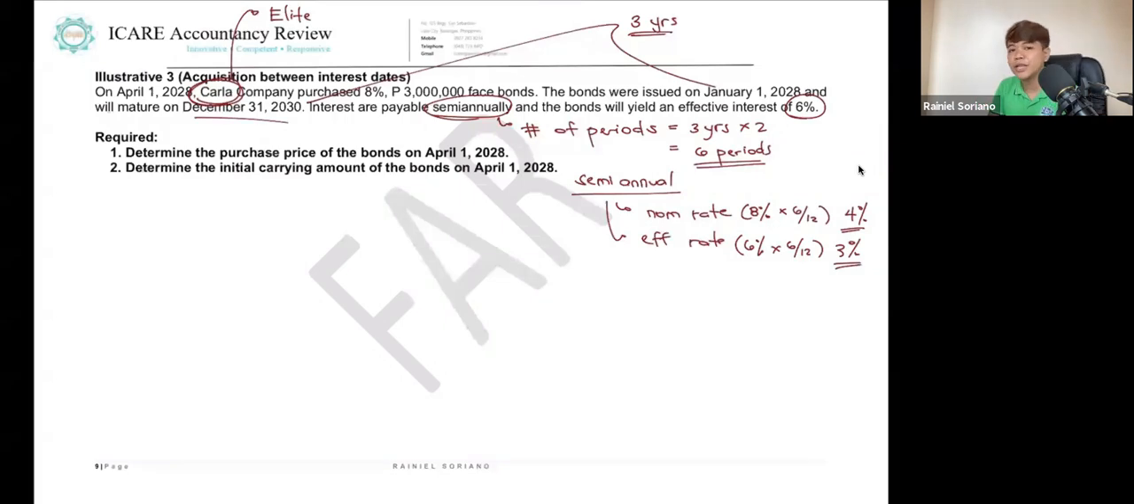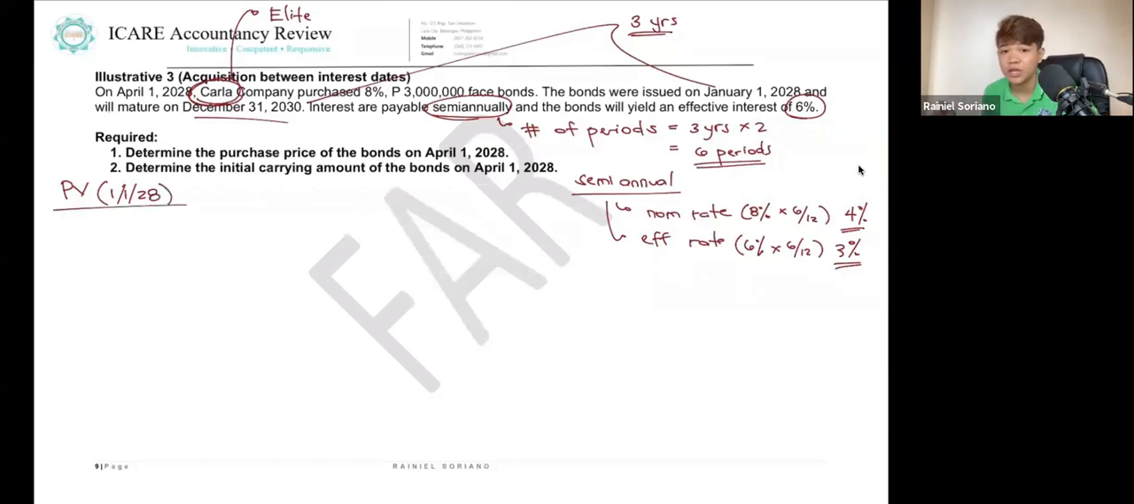Madalas, marami ring estudyante ang nagkakamali dito because they thought the given nominal rate or effective rate is already the one to be used. Well, that's not always the case because possible na semi-annual. Possible pa nga na quarterly or monthly. Get me? So here, once again, ano muna ang gagawin natin? Compute muna natin yung present value on January 1, 2028 because medyo mahirap if diretso April 1.